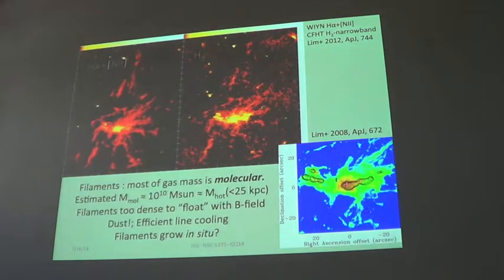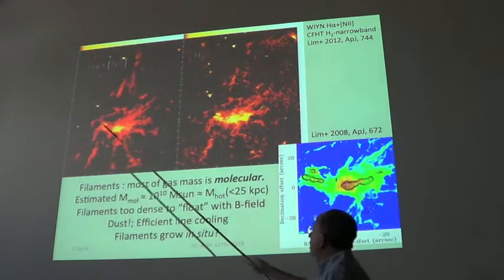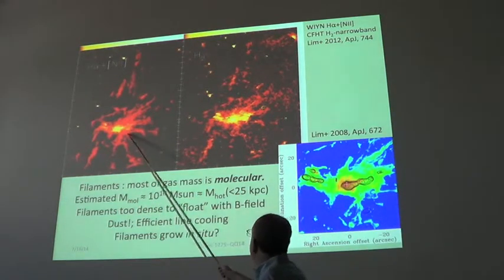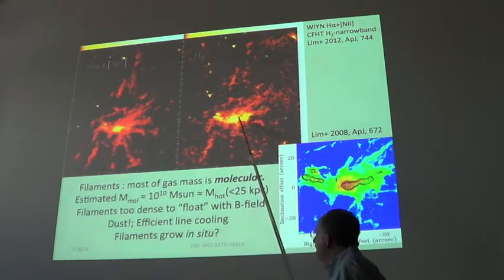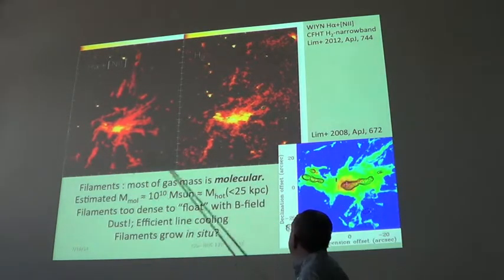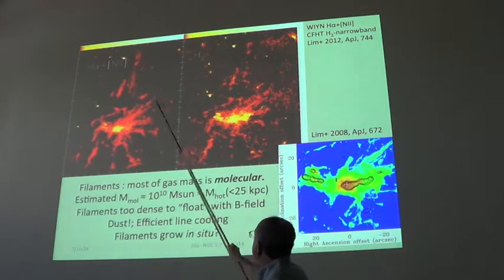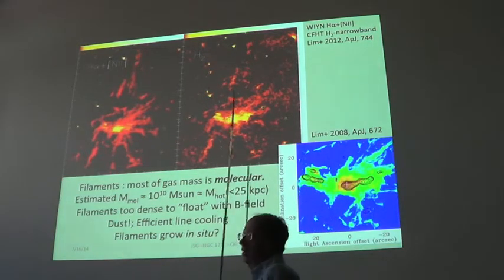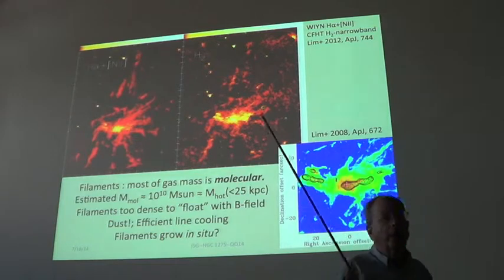And then along came work, beginning with work with IRAM by Salome et al. Actually, Christine Wilson before that with JCMT. And then a lot of follow-on studies showed that there's a strong molecular component to these as well. Here's the WIN image from Consoli's thesis. Here's an image of the H2 S0 line, infrared line. They're identical. Here's the horseshoe. Here are the northern filaments. The filaments contain molecular gas.